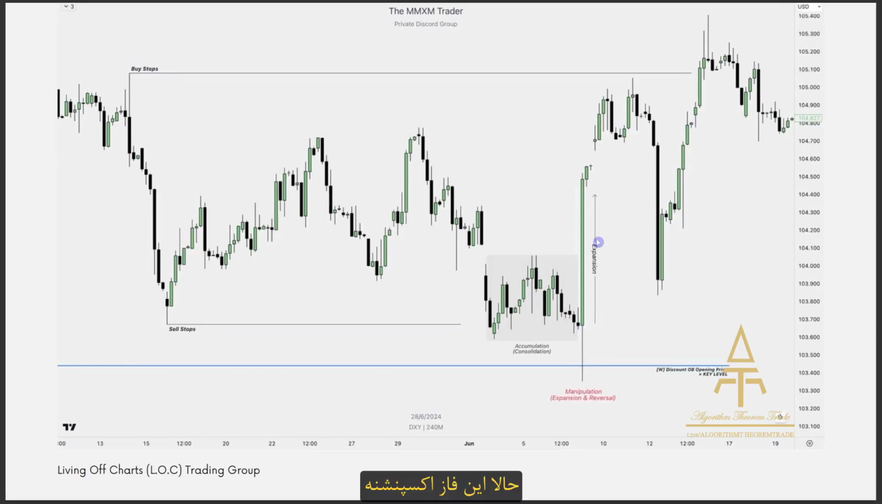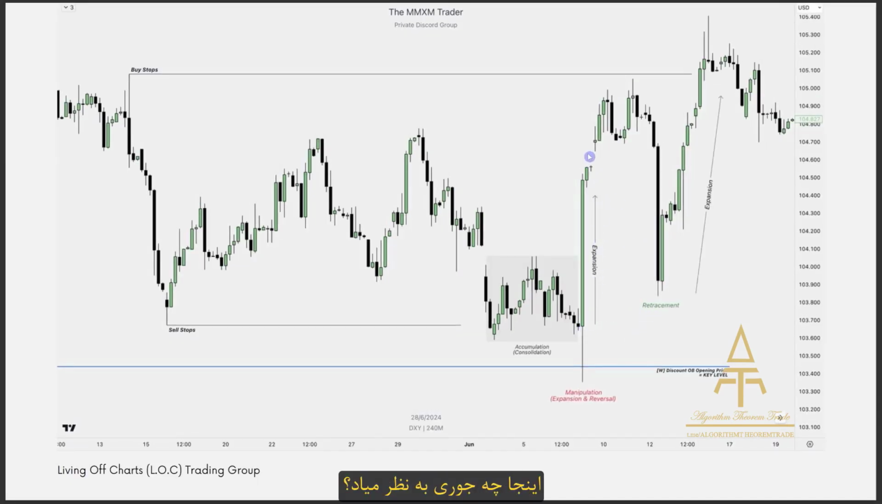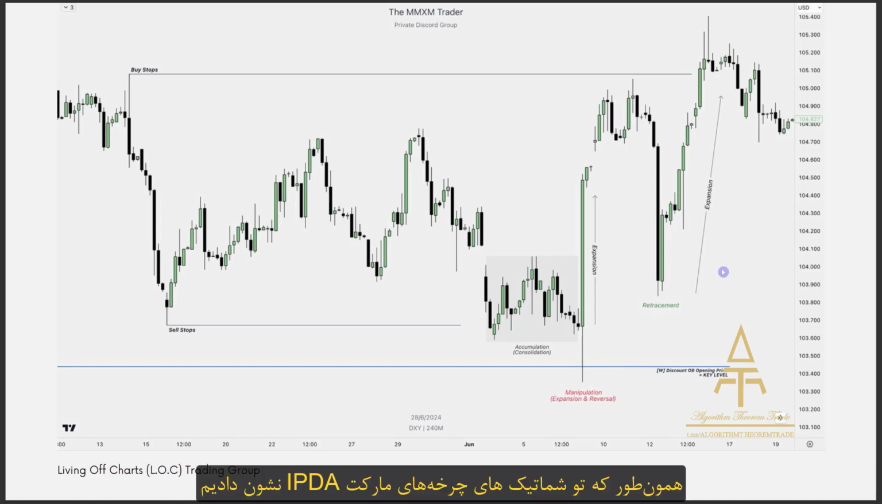Now this is the expansion phase. What does that look like over here? We've got a retracement, right? Because over here we consolidate again and then we're going to go down. What does not occur after a consolidation? It will not reverse, right? So we have a retracement phase over here, and after that retracement phase we'll get another expansion like we showed in the schematic of IPTA market cycles.